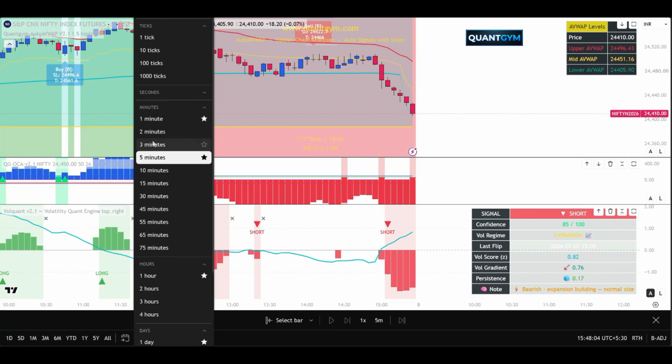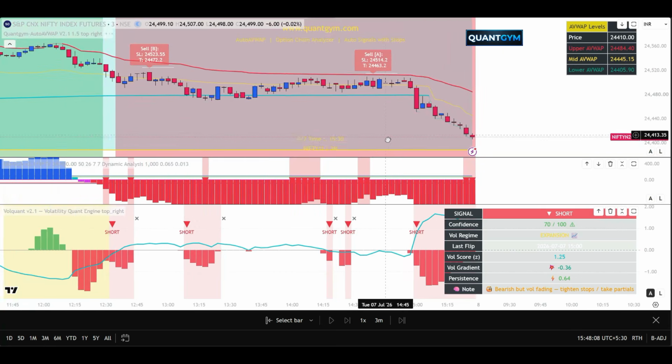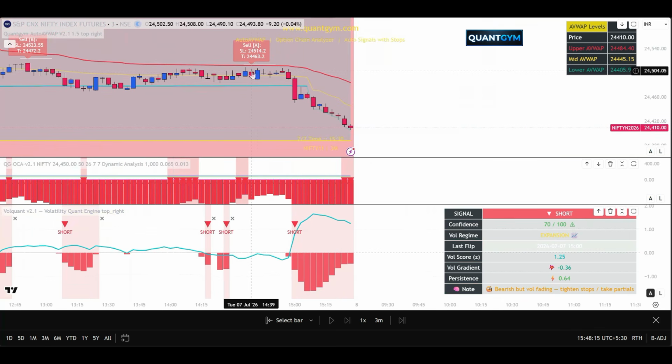Now what I'm going to show you is, let's change this chart to 3-minute. I'm not going to do a replay. You will understand what I'm saying. You had one sell signal here, which I ignored because it is 12:48. I'm not looking at 3-minute then, but this signal was extremely important. This came at 2:45. Signal came at 502. Your stop loss was just 514, 10 points. And from there, the market fell.